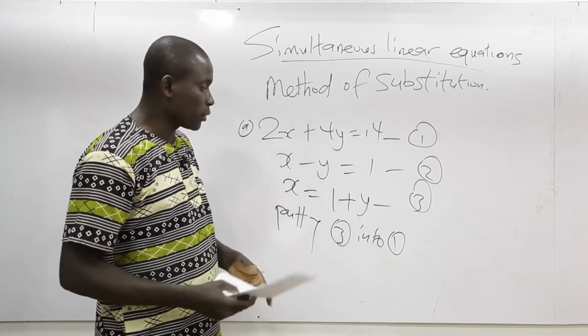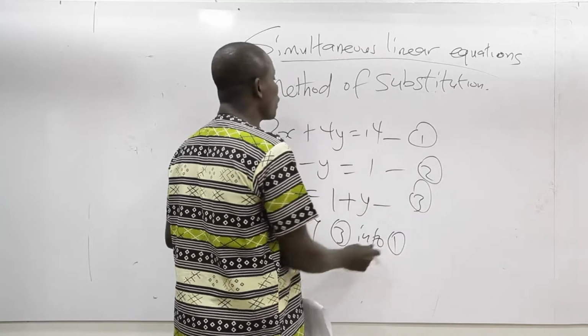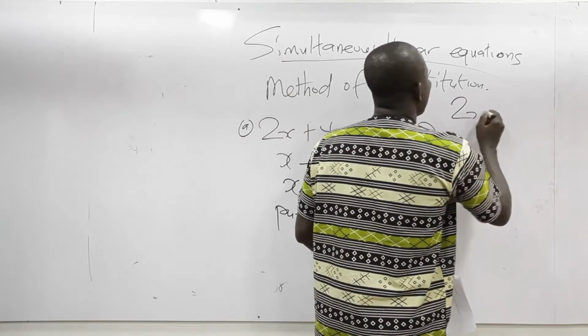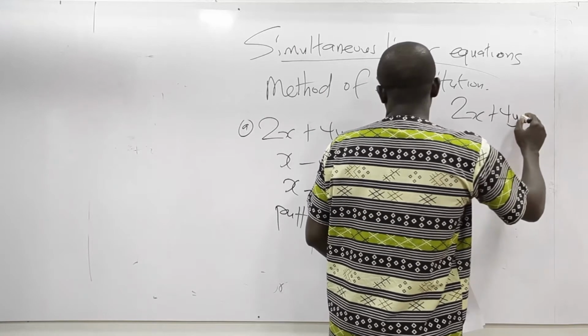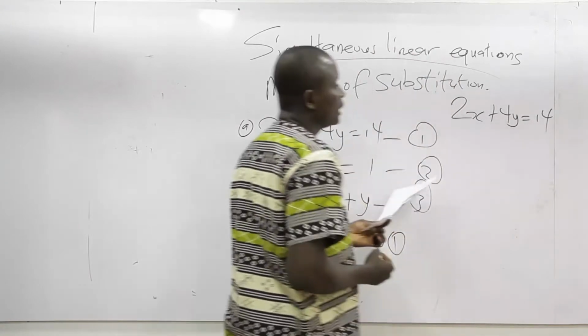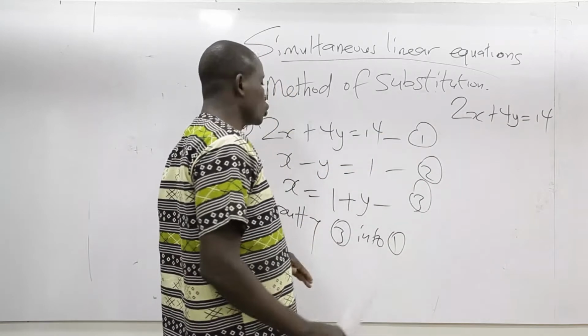Why didn't you form it from? If that's the case, what is the equation 1 we are going to write? We have 2x plus 4y is equal to 14. This is your equation 1. So this is where we are going to put the equation 2 into.